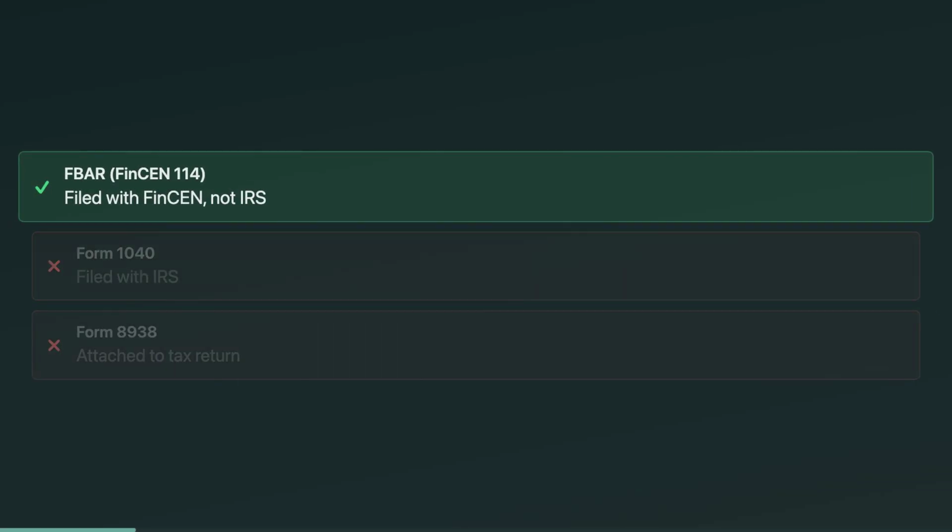FBAR is FinCEN Form 114. It's not an income tax form, and it doesn't create tax by itself, but the IRS enforces it, including penalties. On the EA exam, they love this separation. You file the FBAR electronically with FinCEN, not with your Form 1040. So think Treasury reporting, not tax return attachment.